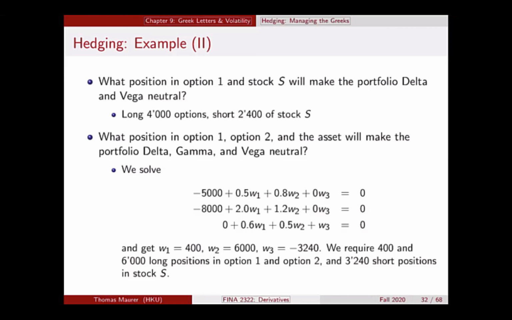Now, so I have these 3 equations in these 3 unknowns, so I can solve for W1, W2, and W3. And it turns out that what you should do is take 400 long positions in option type number 1, 6,000 long positions in option type number 2, and short sell 3,240 units of the underlying asset together with my old portfolio. That will make sure the delta, gamma, and vega of the new portfolio is exactly equal to 0.